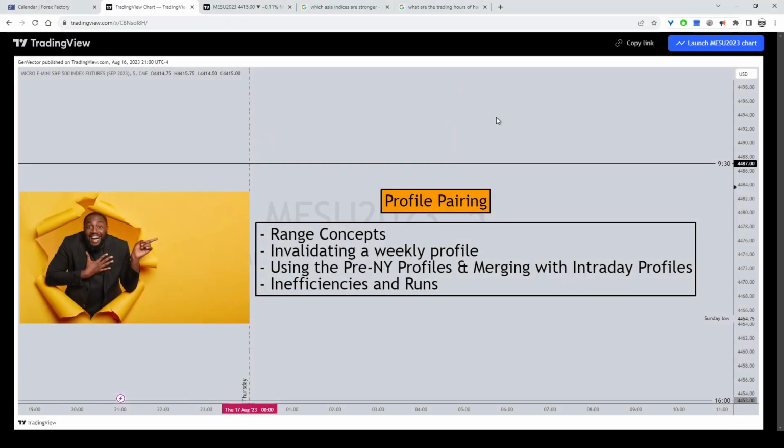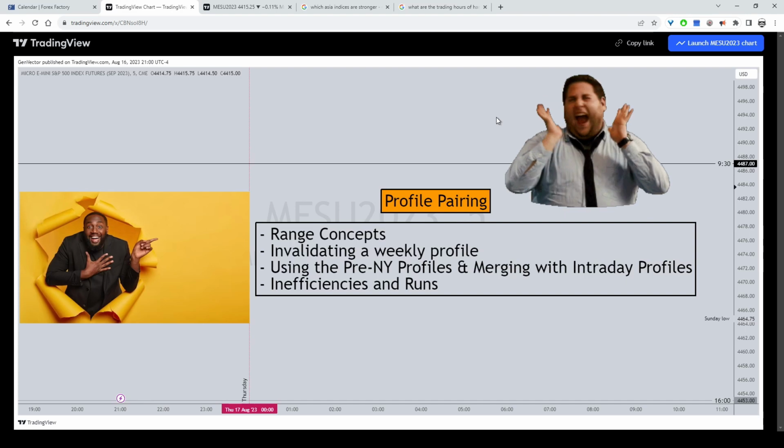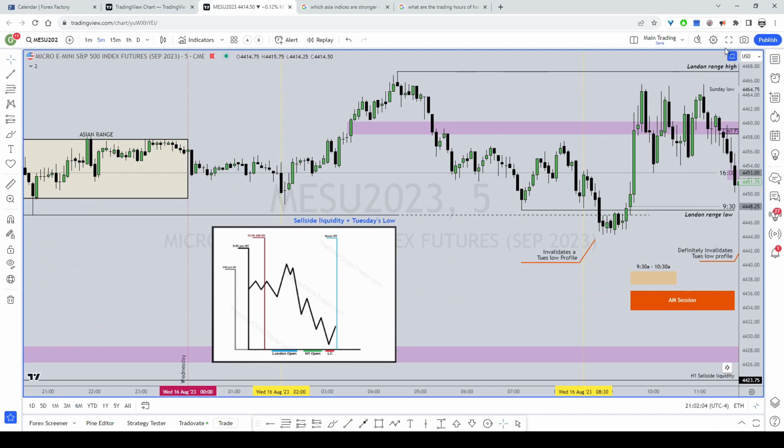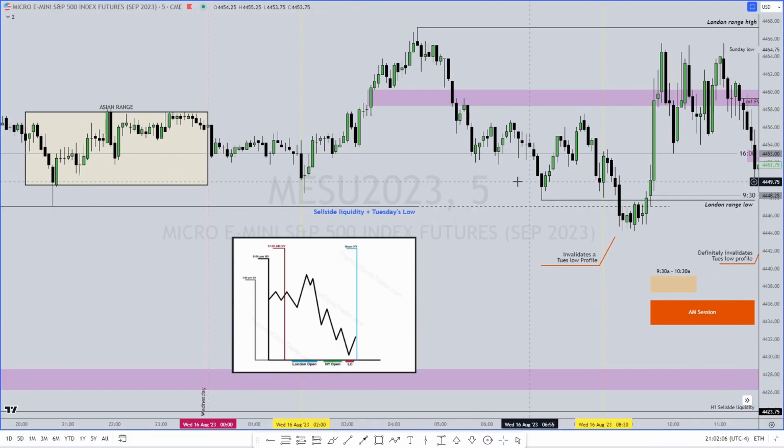So today I want to go over profile pairing. I want to reinforce range concepts for the journal, invalidating weekly profiles using pre-New York profiles and merging them with intraday profiles, and then reinforce inefficiencies and runs. So let's jump into full screen mode.